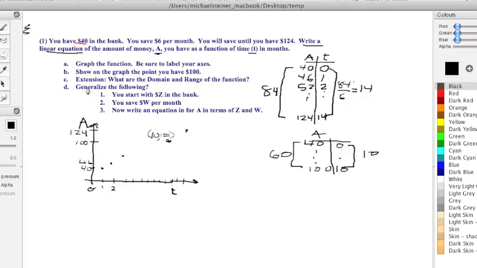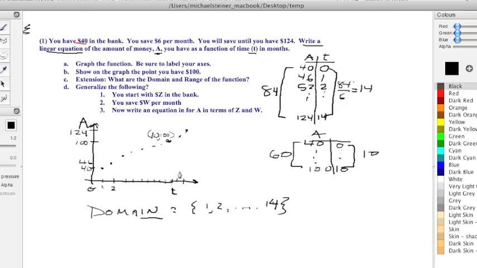Okay. Extension, what are the domain and range of the function? Well, let me just keep the rest of the dots in here. The domain is what can go in. So let me write domain and underline in. How do we describe this domain? We describe it as all of these points, 1, 2, 3, 4, 5, all the way up to 14. These are the t's, or the independent variables, that can go into this function.